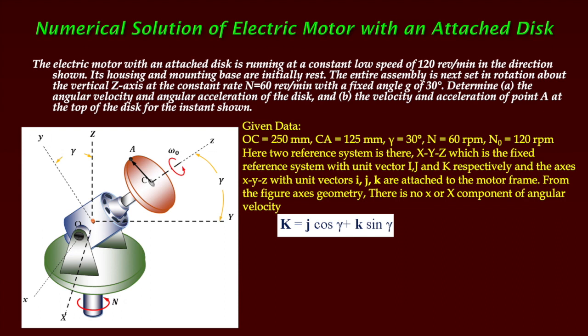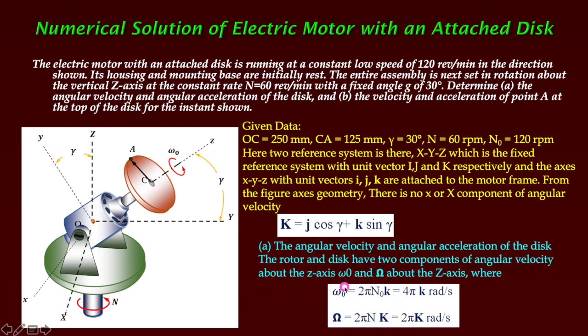Now we know that in that case there is a relation between these two coordinate systems. In kinematics of rigid body also we have established this equation, where k, the unit vector along the z axis, is a function of J and K: k equals J cos gamma plus K sin gamma. We have proved this, we have explained this in kinematics of rigid body.